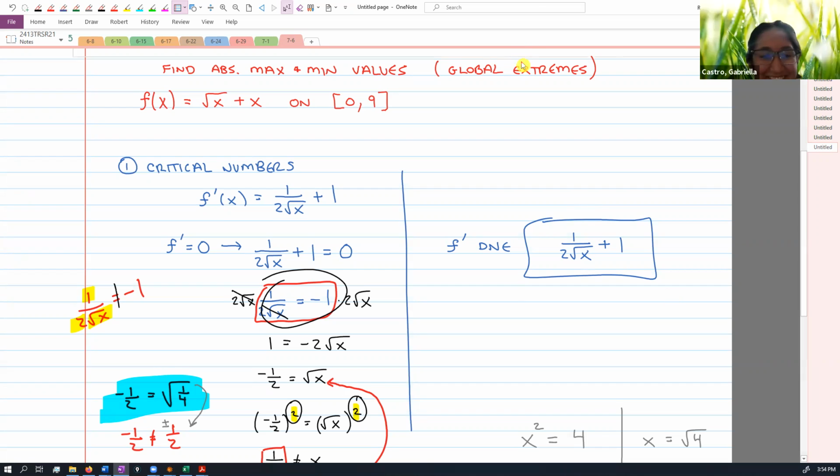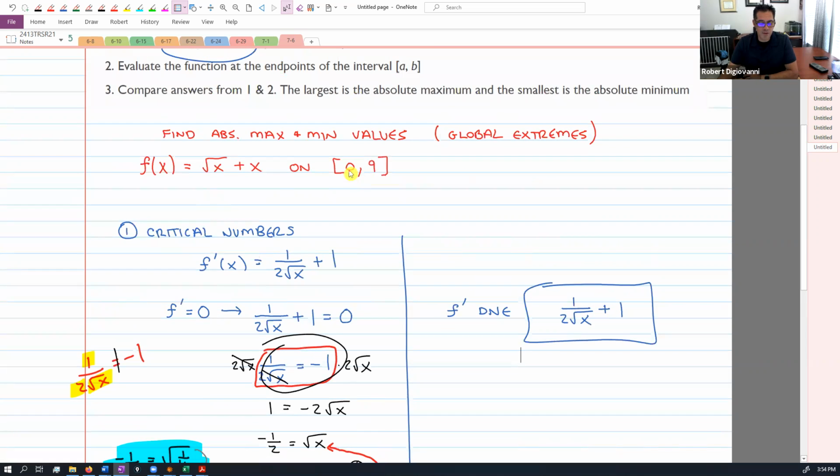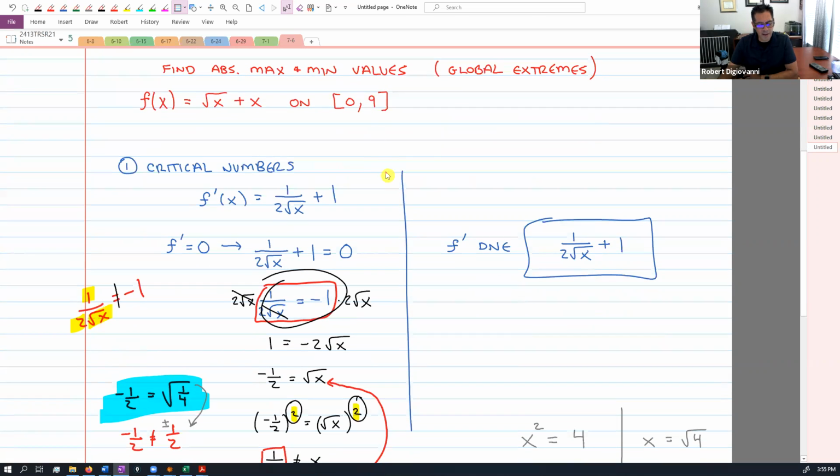Oh, she said anything negative. Okay, anything negative, I agree. Do y'all agree with that? Anything negative won't work, but wait a minute, Marissa, look up here, 0 to 9, we're not even looking at negatives. So we don't need to worry about that. So Marissa, is there anything else other than negatives that would cause a problem here?